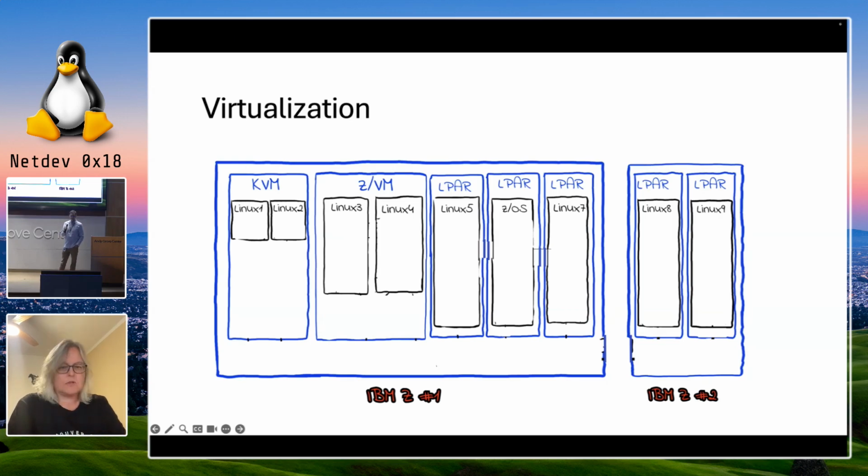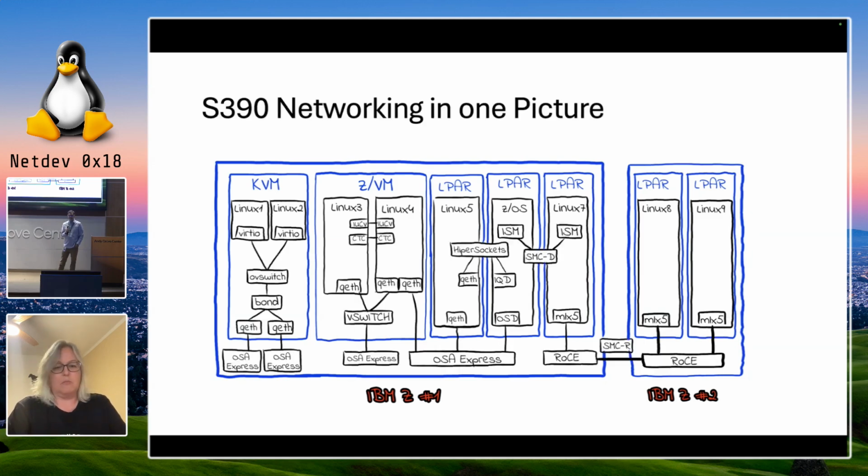So Niklas was talking about all these virtual machines, first level hypervisor with logical partitions, LPARs, and second level with KVM and z/VM. So how do you connect them to the outside networks, and how do they connect to each other? Well, there are many options. So let us take you on a tour of what we have networking-wise in s390.